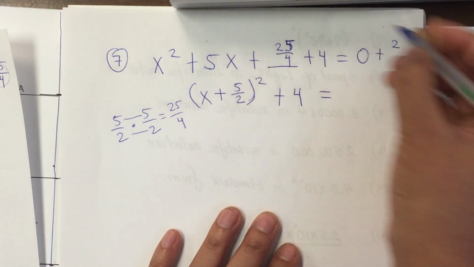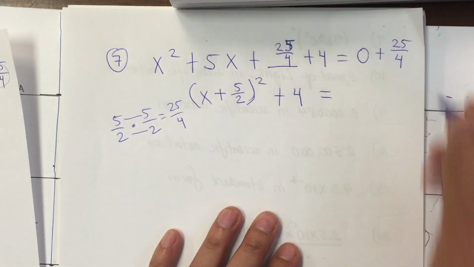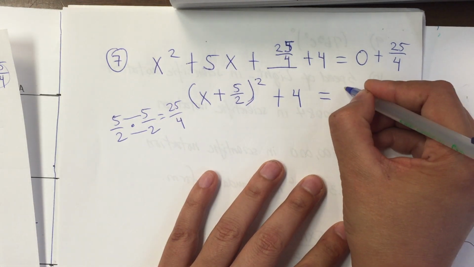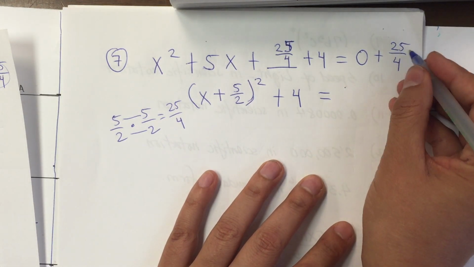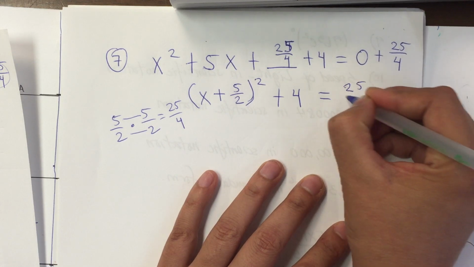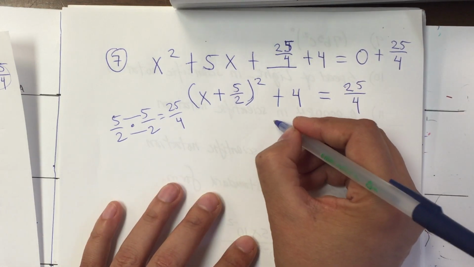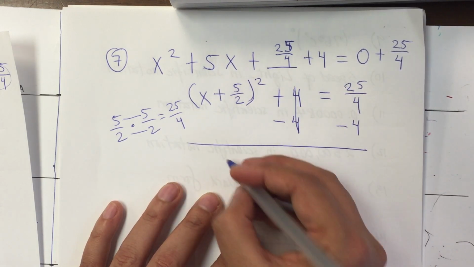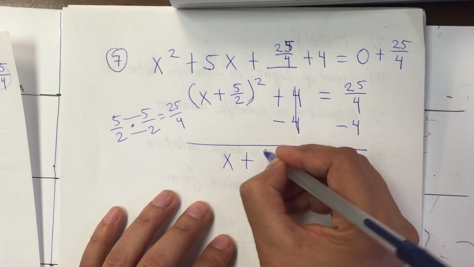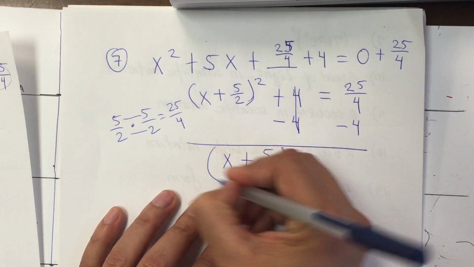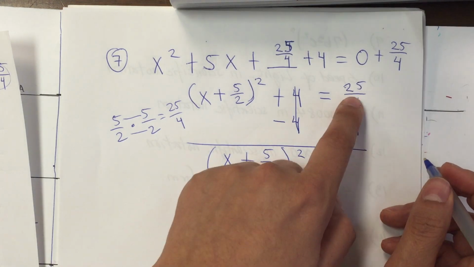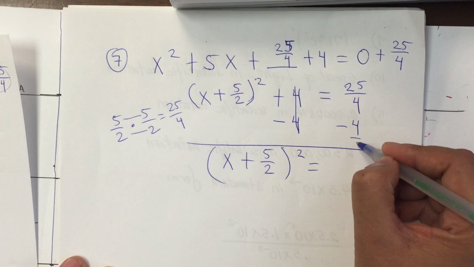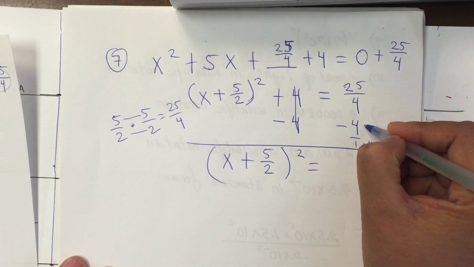25 fourths plus 25 fourths. And so it's gonna be kind of a challenge in here, right? So 0 plus 25 fourths, it's gonna be 25 fourths. We subtract 4 from both sides, and so we're gonna have x plus 5 halves all raised to the second power is equals to, now in here we would have to make it into a common denominator, meaning fourths, so you would have to multiply times 4.